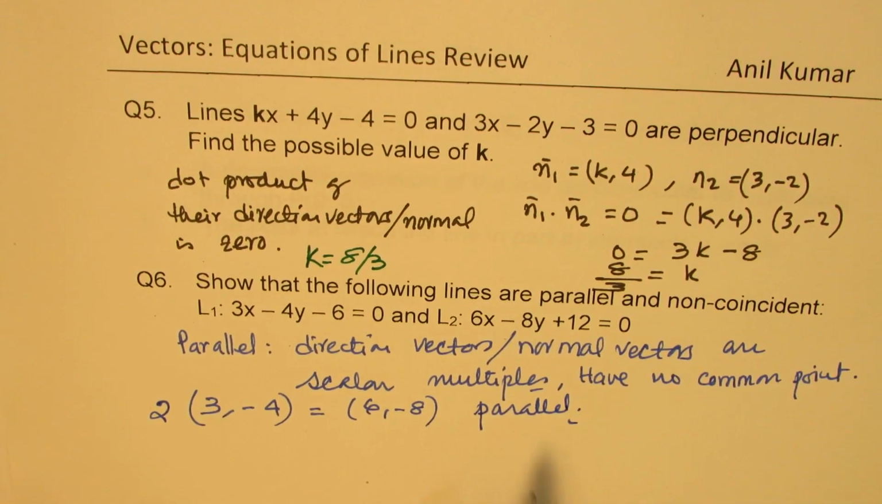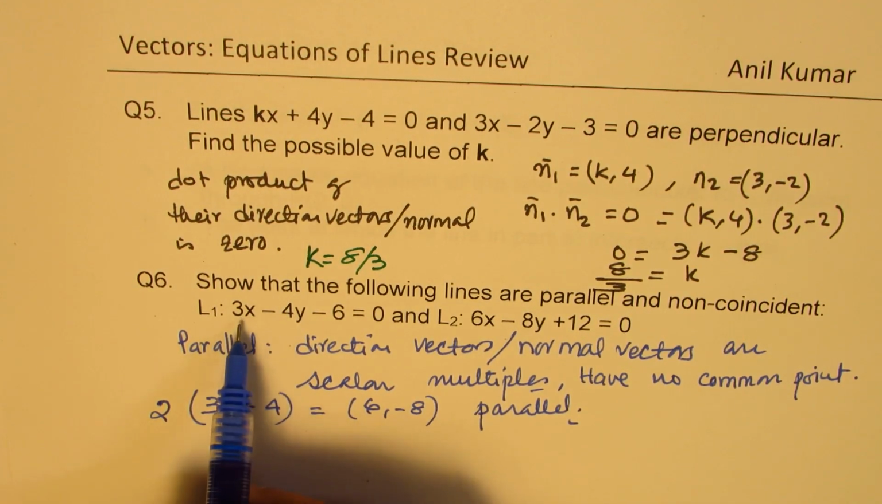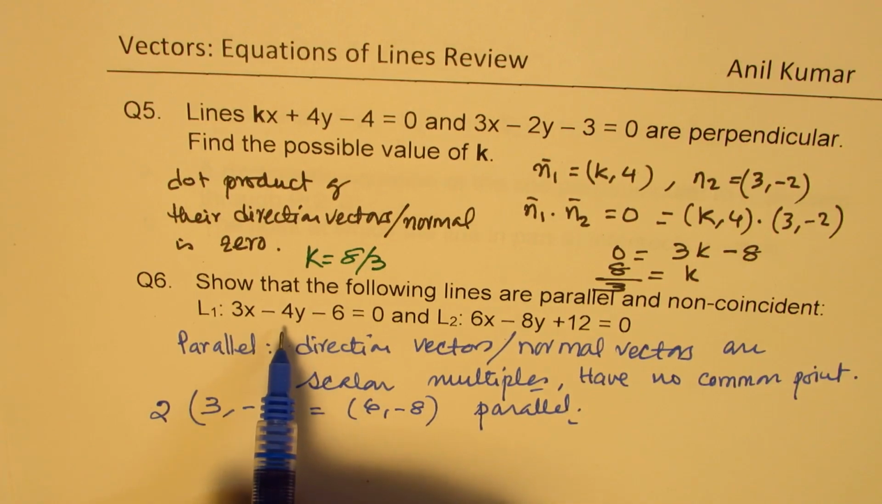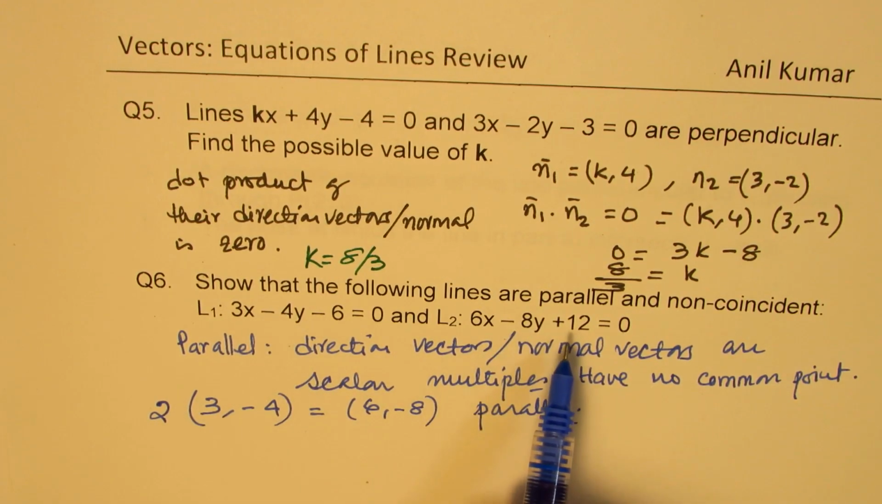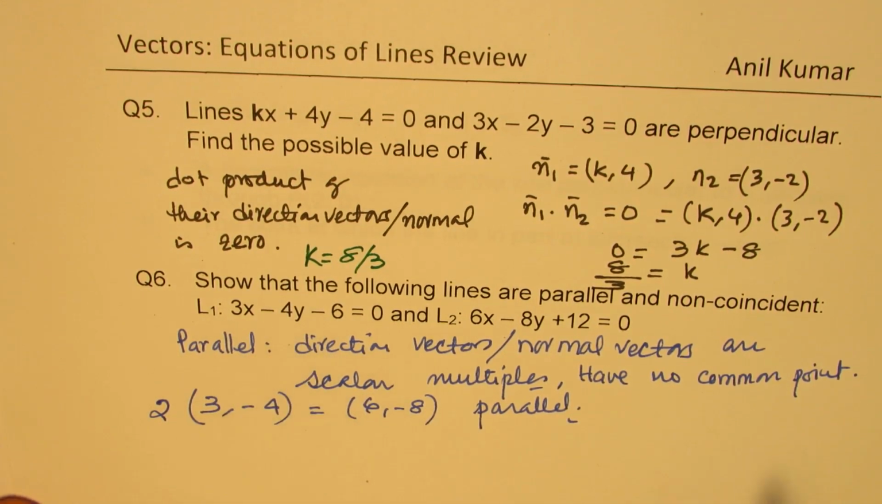Correct? Now how to show that they are not coincident? If we substitute one value of x and find the value of y, that could help us figure out whether they have the same points or not.